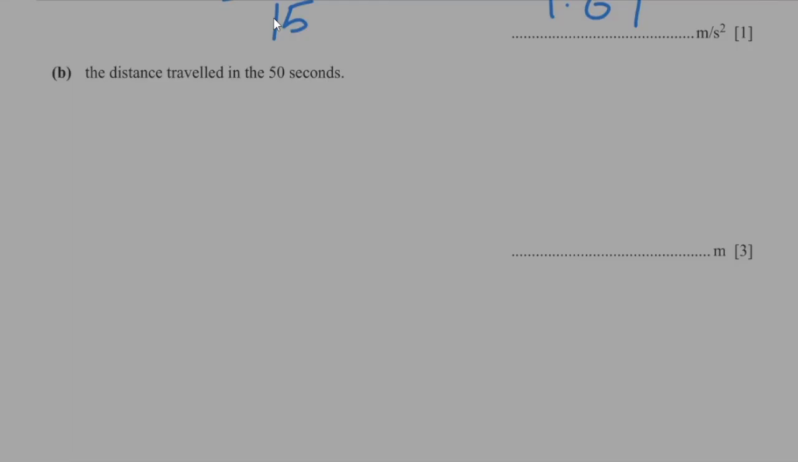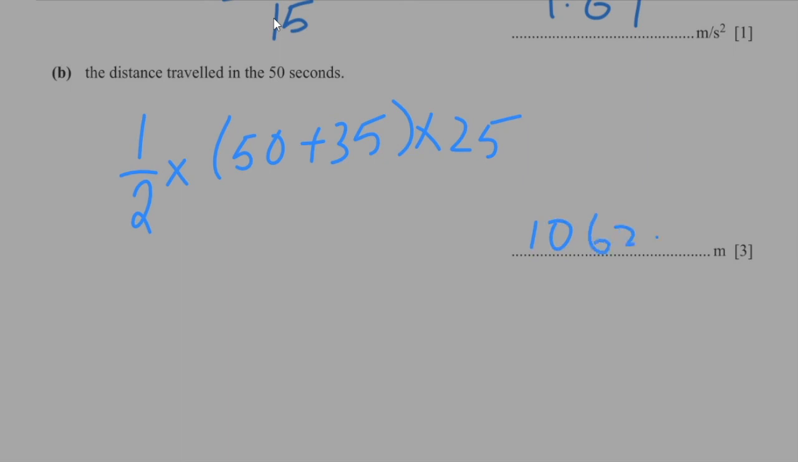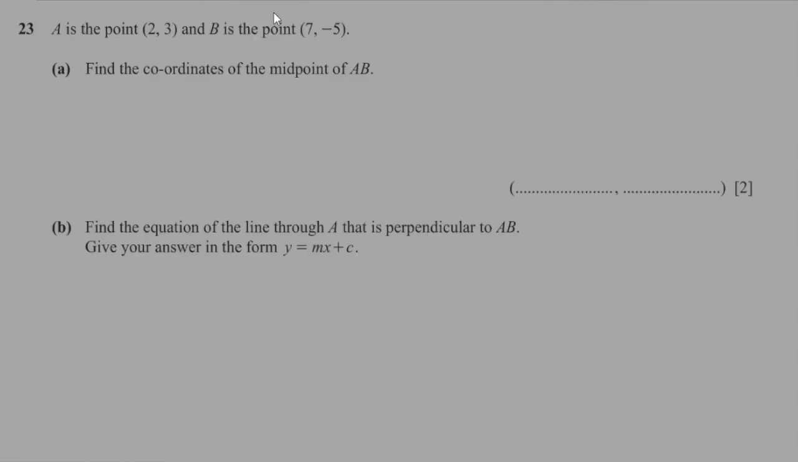So we have the formula as half into sum of parallel sides, that is 50 plus 35, multiplied by the difference between them, which is 25 over here, and that is equal to 162.5. I'm not rounding over here since this is the whole answer.